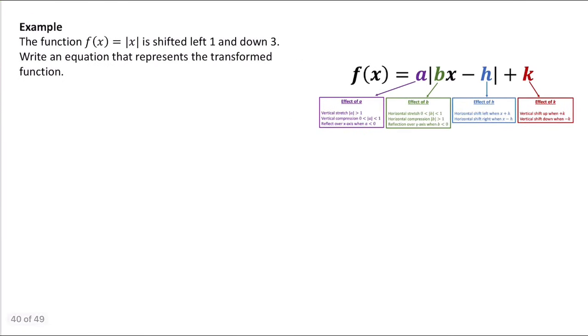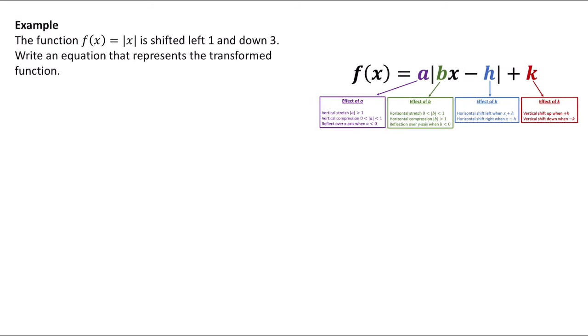So sometimes we have problems that go in the other direction, right? Usually we're given the equation, and then we're asked to look at the equation and identify the transformations. Well, sometimes it's going to give us the transformations and tell us to write the equation. So what I like to do in these problems is look for important words and phrases that tell me I have a transformation going on, and then I just highlight, underline, or circle them, okay? That gives me a guideline on how to write my equation. So for example, it says the function f of x equals the absolute value of x is shifted left 1 and down 3, right? So those are my important transformation words. Write an equation that represents the transformed function.